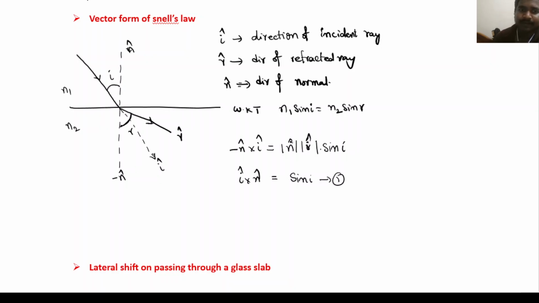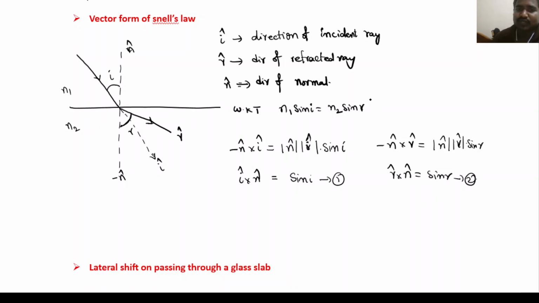Take this as equation number one. Now here you take minus n cap cross r cap, that is magnitude of n cap times magnitude of r cap times sine r. Therefore you can write this as r cap cross n cap, that is your sine r. Take this as equation number 2.